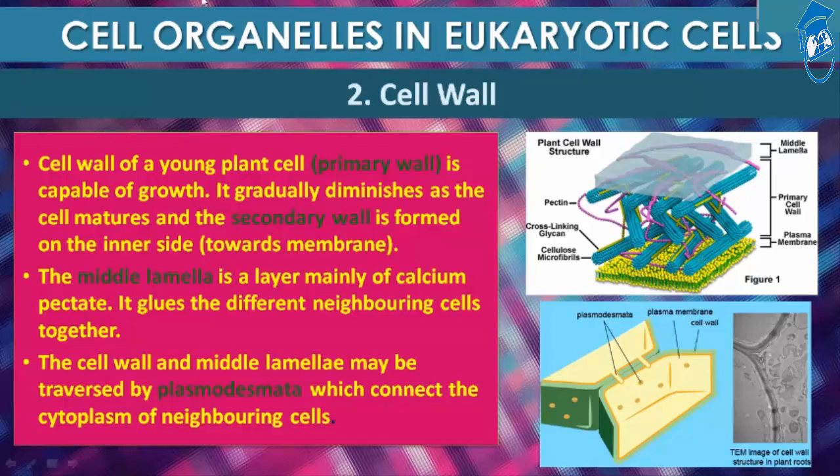The cell wall and middle lamella may be traversed by plasmodesmata, which connect the cytoplasm of neighboring cells. And what does plasmodesmata do? It connects the cytoplasm of neighboring cells, students.